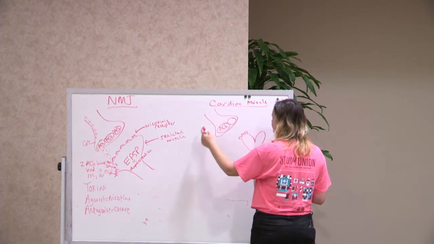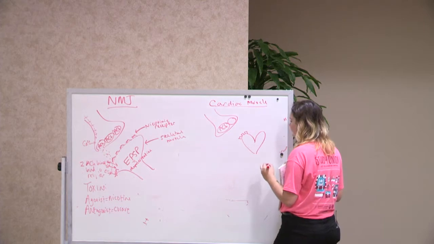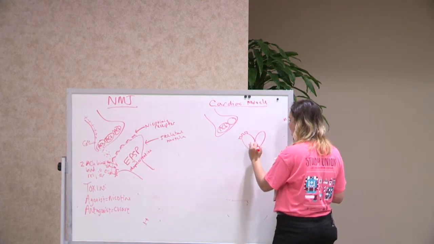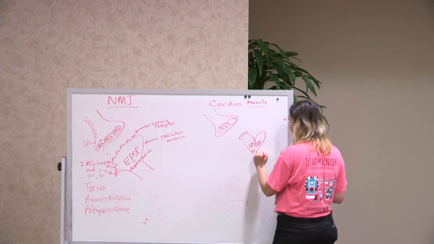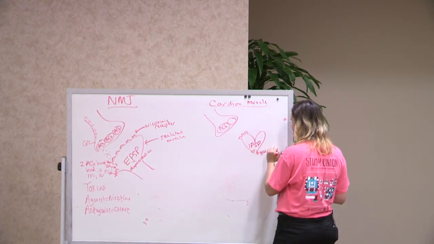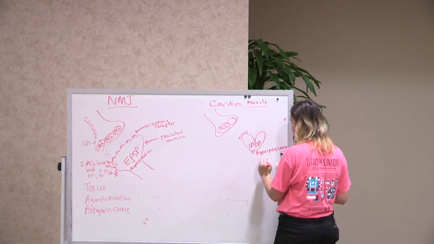Action potential along the membrane, calcium comes in, acetylcholine leaves. This is going to cause an IPSP, which is hyperpolarization. So we're going to slow down the heart rate.